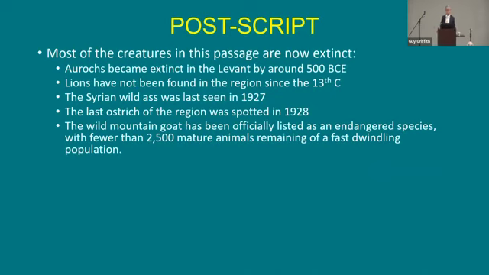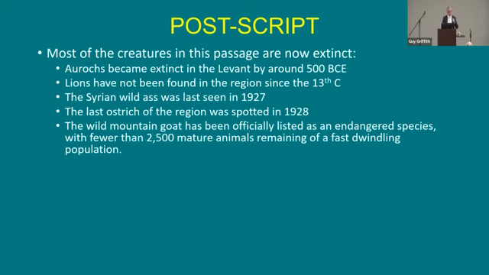Most of the creatures in this passage are now extinct, despite its ethical warnings. The aurochs became extinct in the Levant by about 500 BCE. Lions have not been found in the region since the 13th century. The Syrian wild ass was last seen in 1927. The last ostrich of the region was spotted in 1928. The wild mountain goat, the ibex, has been officially listed as an endangered species, with fewer than 2,500 mature animals remaining for a fast dwindling population.